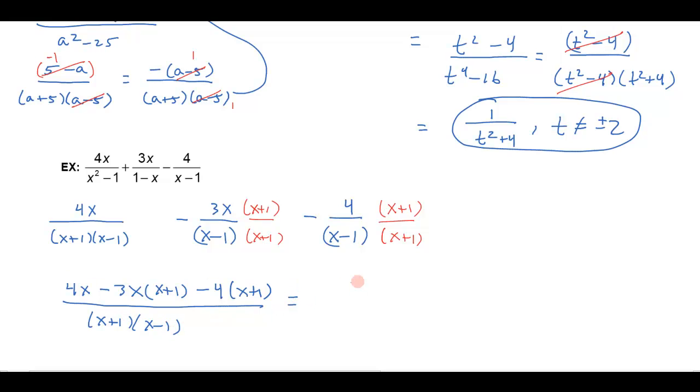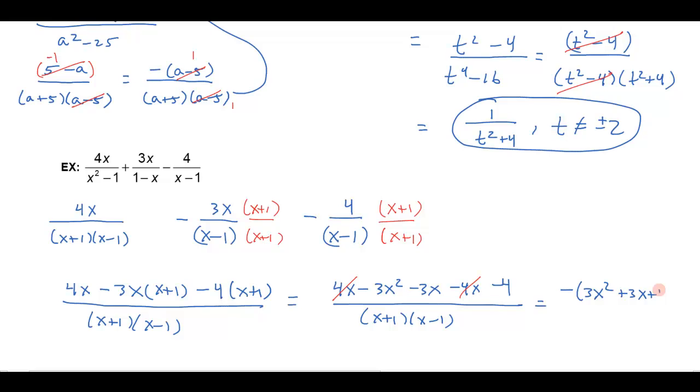So let's go ahead and distribute. So I've got 4x minus 3x squared minus 3x, and then here I'll get minus 4, when I distribute the 4 there, and then all over the x plus 1, x minus 1. Let's notice there's a 4x minus 4x, so that'll disappear, and there's a minus in all of these that are left. Let's just factor that out. Minus, 3x squared plus 3x plus 4, all over x plus 1 times x minus 1.